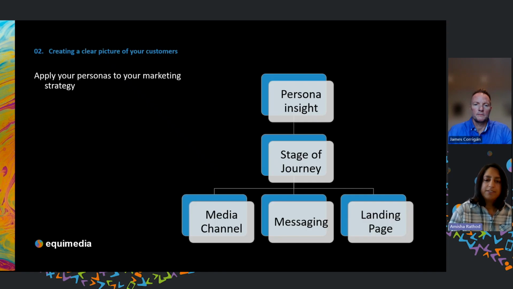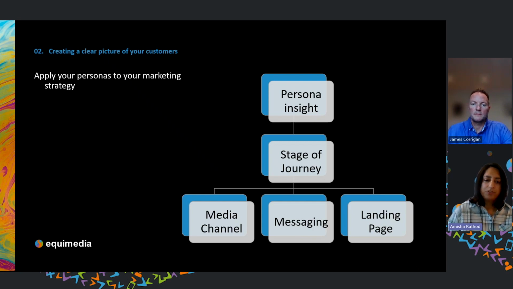The next step now is to consider how you're going to apply the persona insights to your marketing strategy. As well as the persona insight, you'll want to think about the stage of the purchase journey your persona is at, and then how that impacts on the media channels, messaging, and landing page selection. All of these elements work in harmony to ensure that you can deliver a tailored campaign which is relevant to each persona at each stage of the purchase journey, with messaging driving them towards the appropriate action. So what we're doing is really creating a balance between the right user, the right ad, at the right moment and place, and taking into account the right price as well.